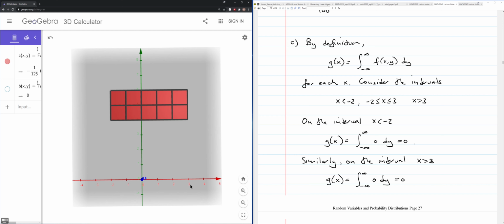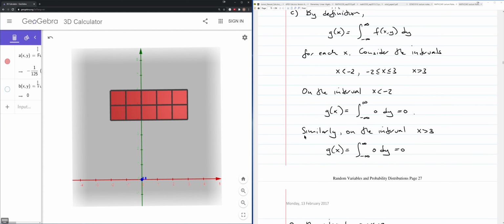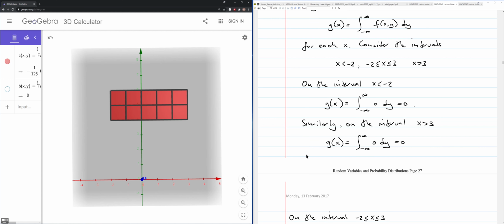Okay, and likewise, when x is bigger than 3, if you consider, say, x is equal to 4, and you integrate with respect to y, this function, when x is bigger than 3, such as the 4 over here, is 0. So all you'll be doing is integrating 0, and when you integrate 0, you get 0.